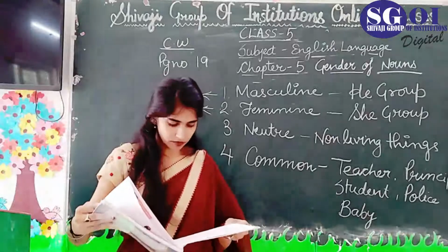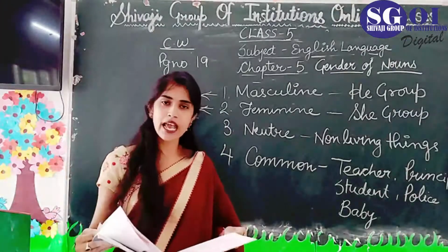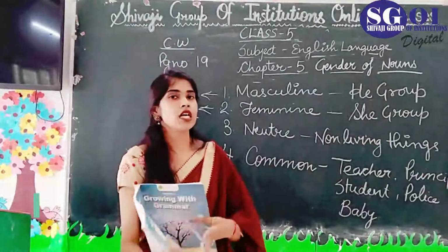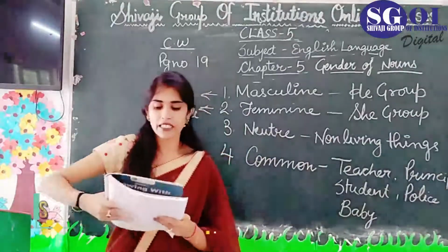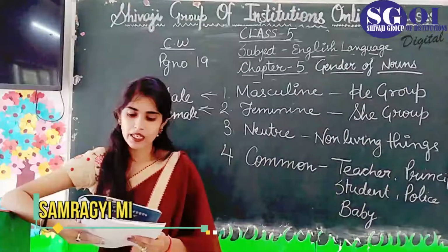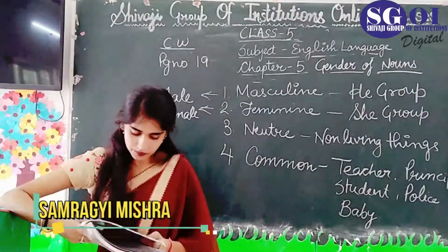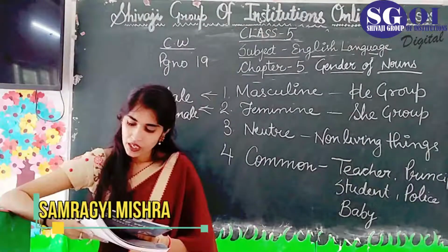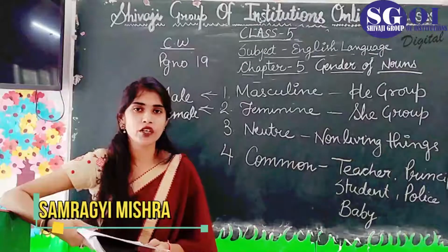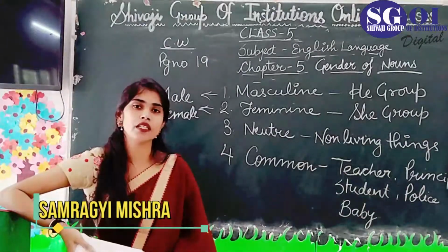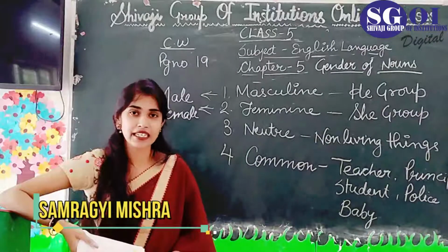Now come to page number 20 and 21. Exercise is given here. In the very first, some words are given here. You have to separate them into masculine, feminine and neuter genders. Keep them separate and write over here. In each section, there is a hint box given. You have to fill the missing letters, missing words in the blanks in the given sentences.